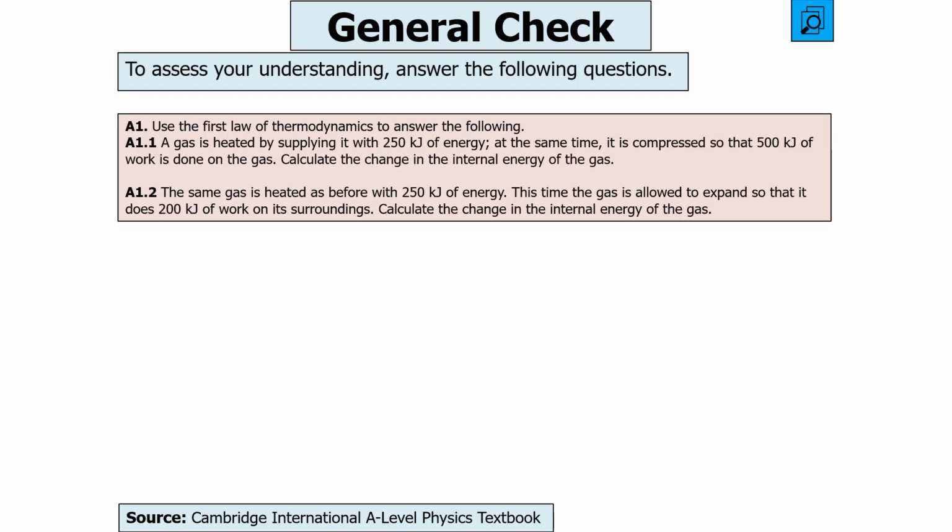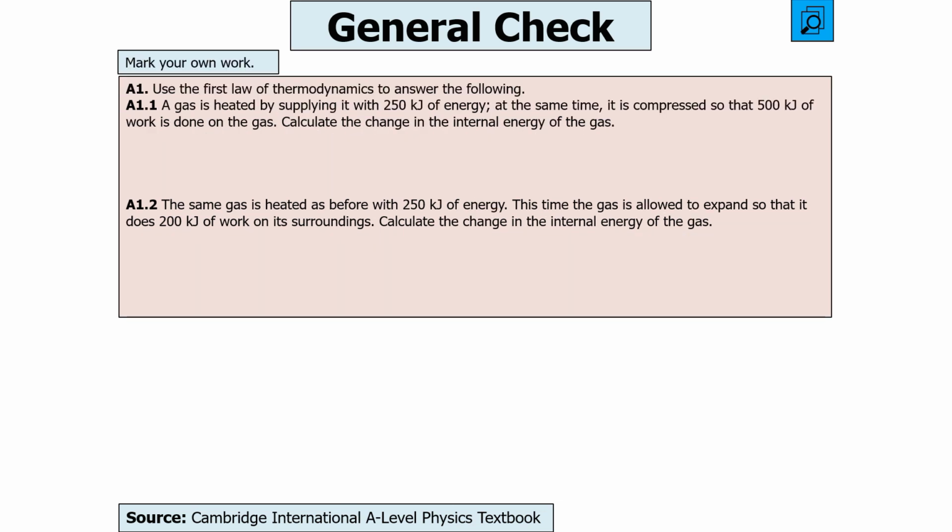The next question says, use the first law of thermodynamics to answer the following. A gas is heated by supplying it with 250 kilojoules of energy. At the same time, it is compressed so that 500 kilojoules of work is done on the gas. Calculate the change in internal energy of the gas. Then the same gas is heated as before with 250 kilojoules of energy. This time the gas is allowed to expand so that it does 200 kilojoules of work on its surroundings. Calculate the change in the internal energy of the gas. So pause the video now, then unpause the video when you want to go through your answer.